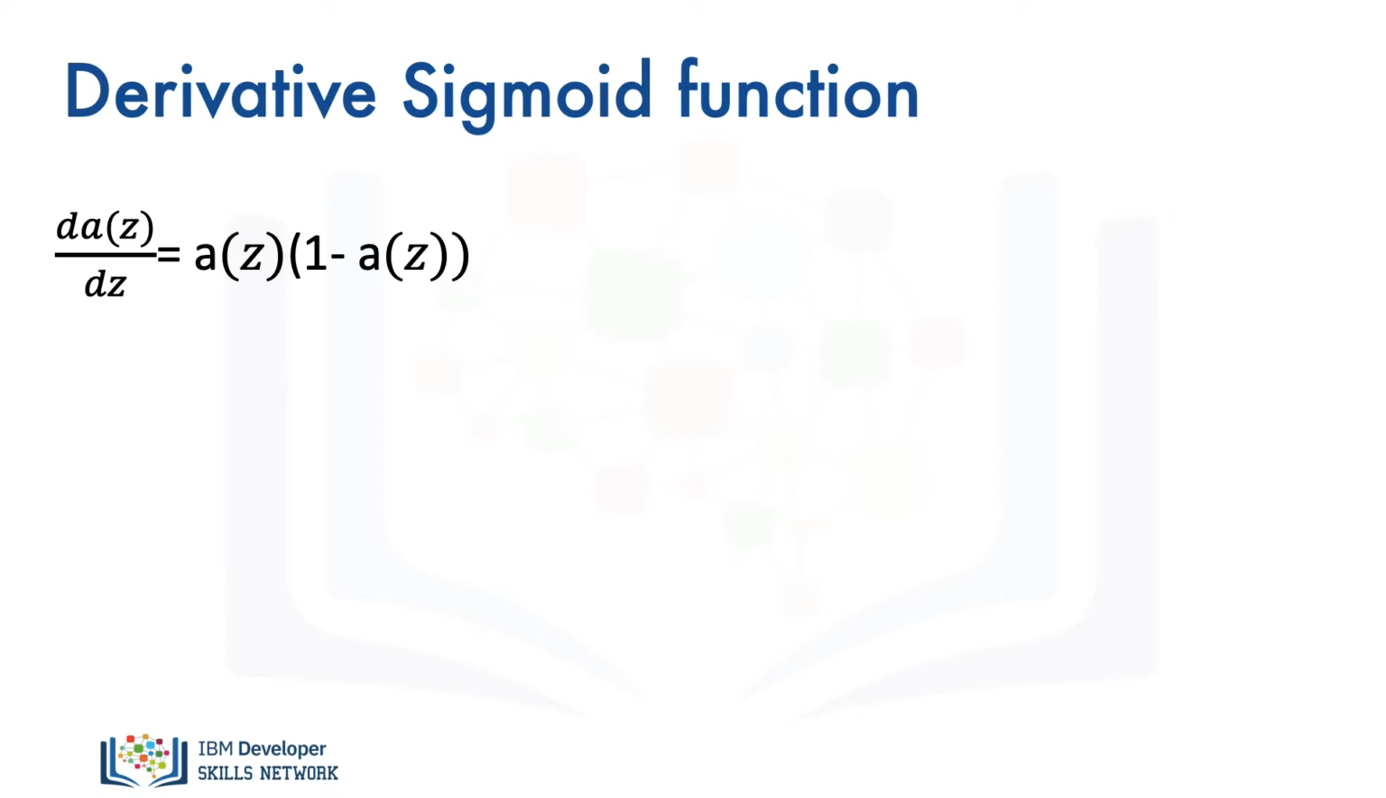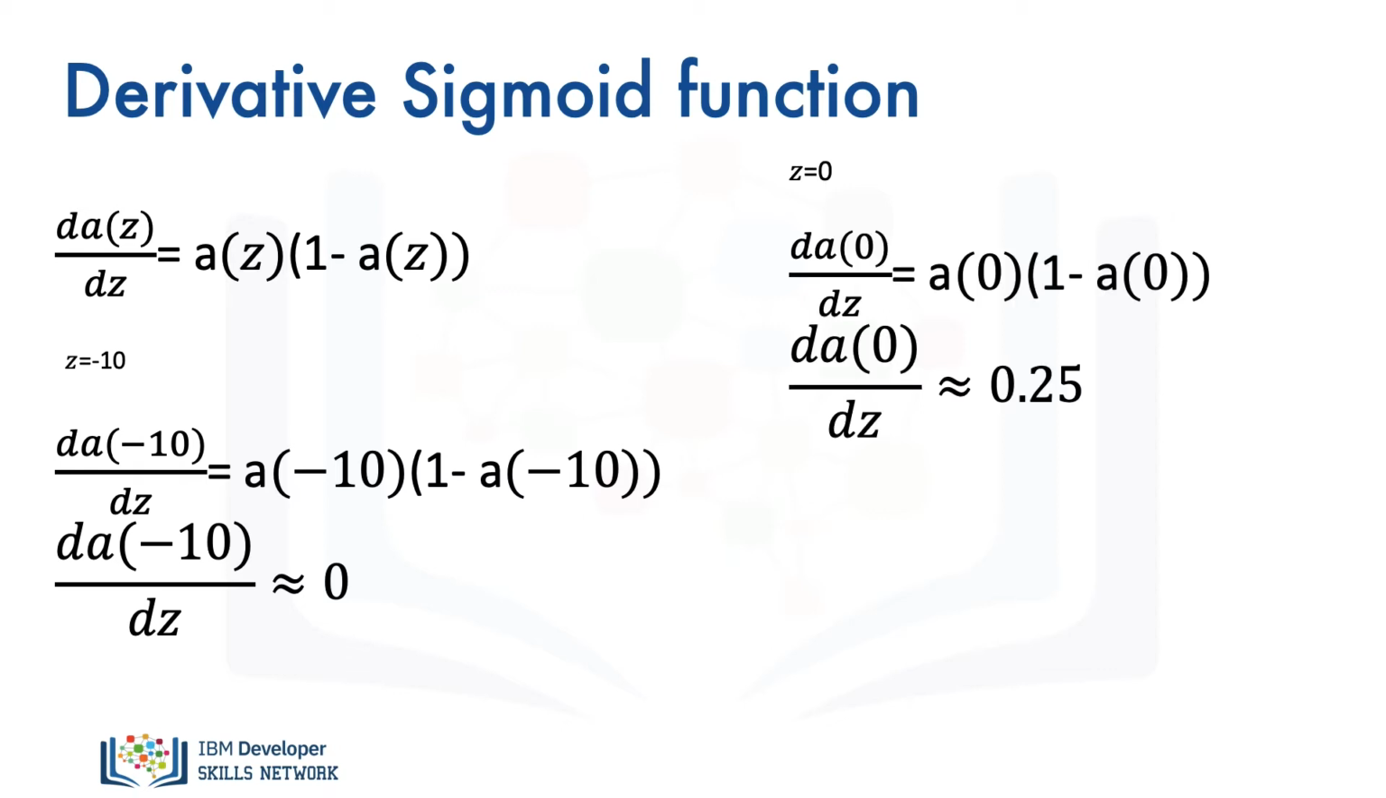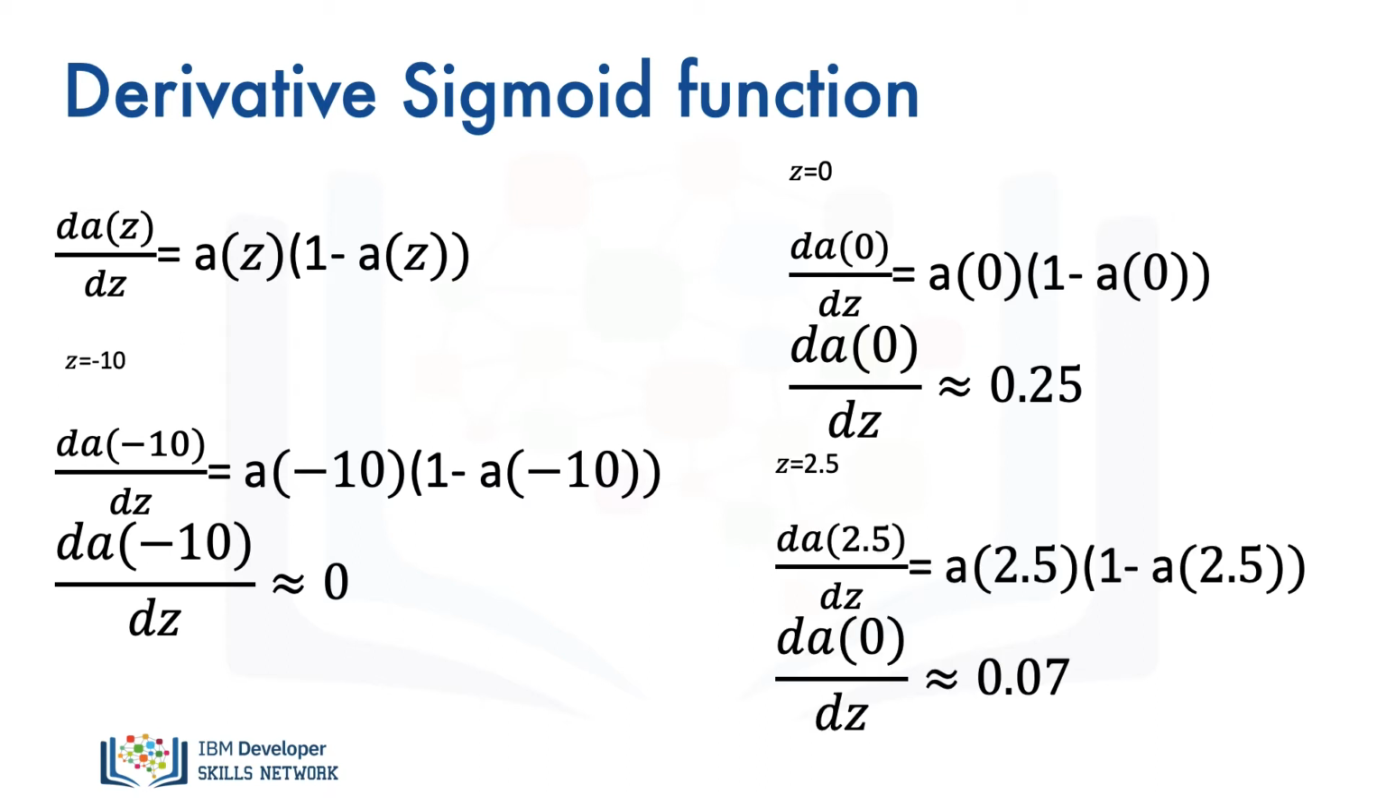Let's take the derivative of the sigmoid function. When z is -10, the derivative of the sigmoid function is 0. When z is set to 0, the derivative of the sigmoid function is 0.25. When z is set to 2.5, the derivative of the sigmoid function is 0.07.